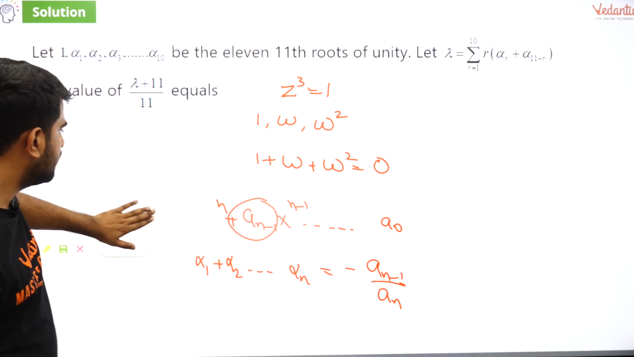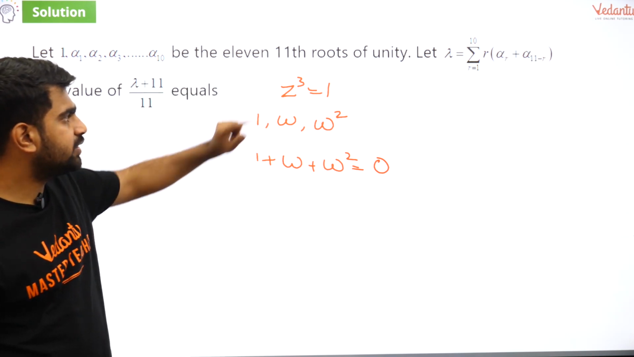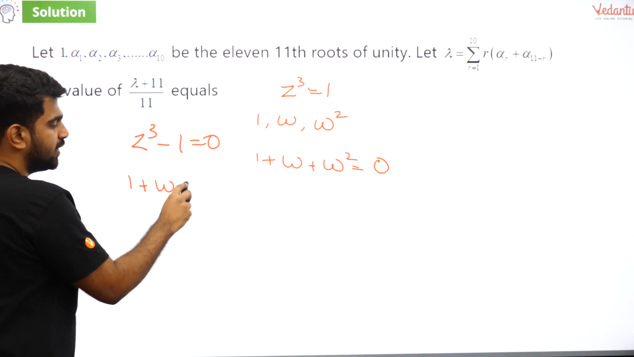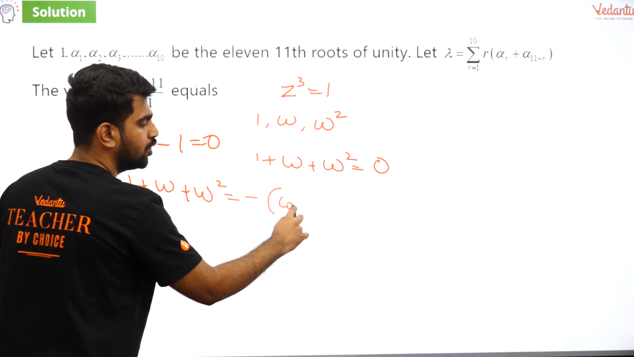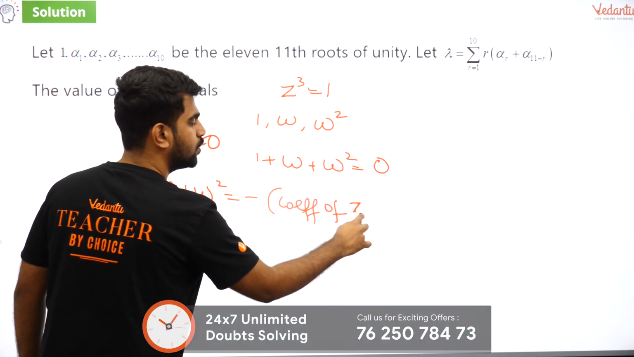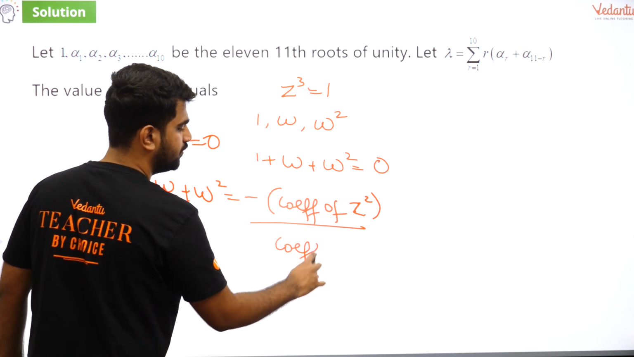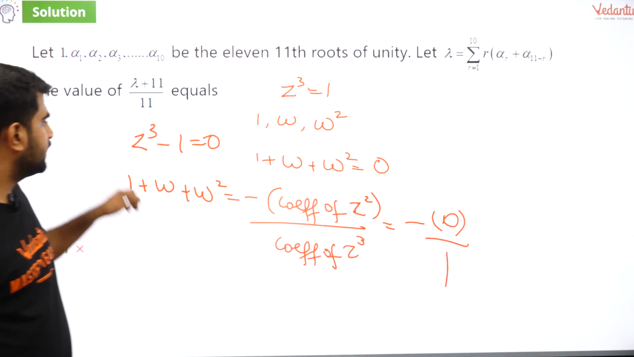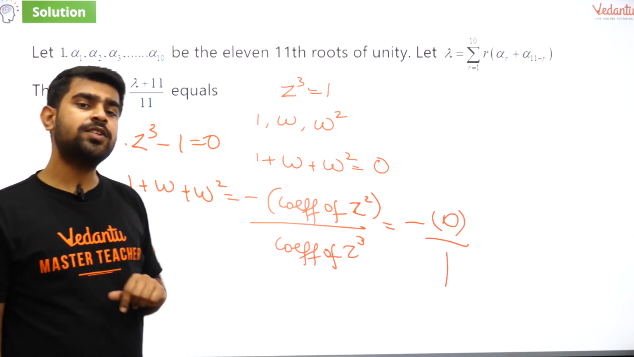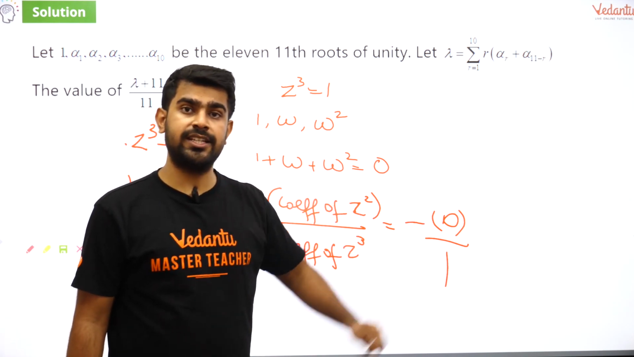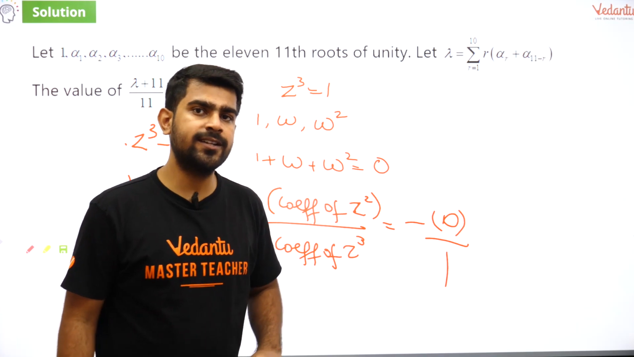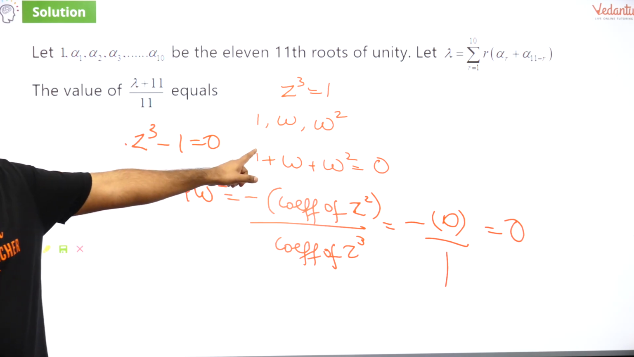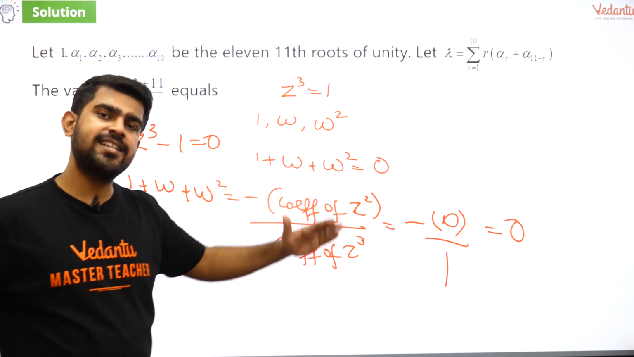Let us apply that over here for the cube example. Okay, I'll erase all of this. Now that you are aware of it, let us come back to this example. What do we have? Z cube minus 1 equal to 0. So 1 plus omega plus omega square is equal to minus the coefficient of z square divided by the coefficient of z cube, which is equal to minus 0 by 1. The z cube coefficient is 1. Is there any z square coefficient? There is no z square coefficient. For that reason, I put a 0 over here. So the sum of the roots is 0. Did we get the proof of it? Yes, absolutely. Now let's extend this to 11 roots.